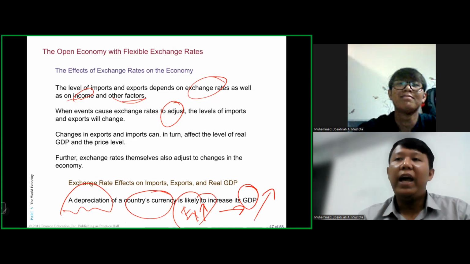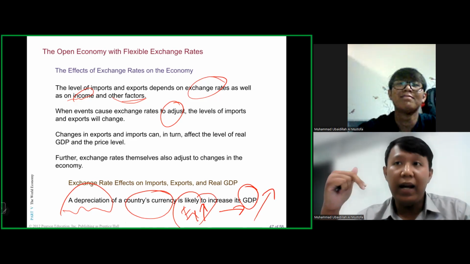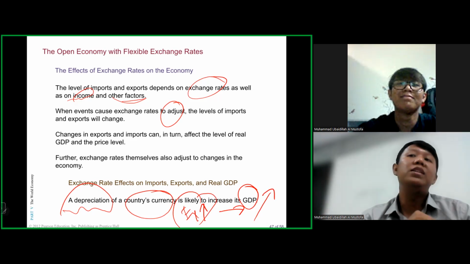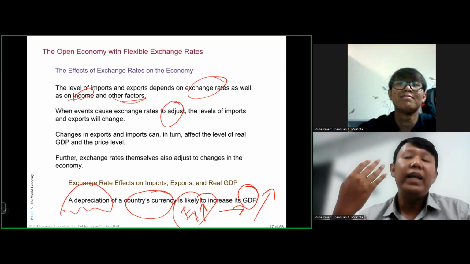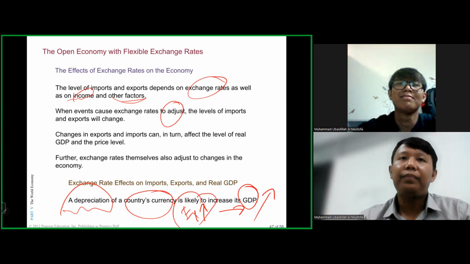Because our currency is depreciated, right? We have a depreciation in our local currency. This will make our products less expensive compared to others. So our exports will increase, and at the same time, our GDP will also increase.